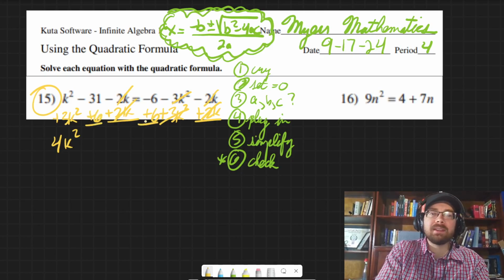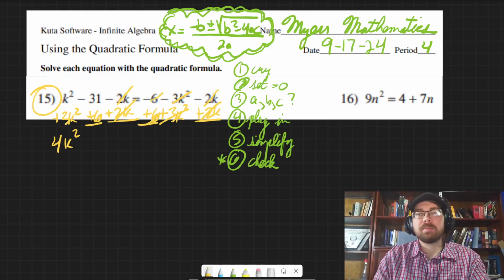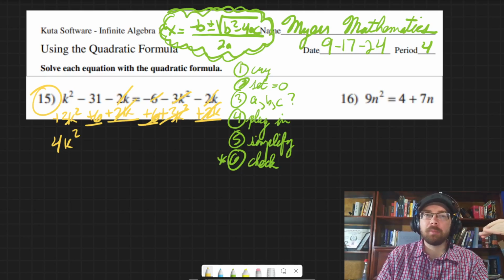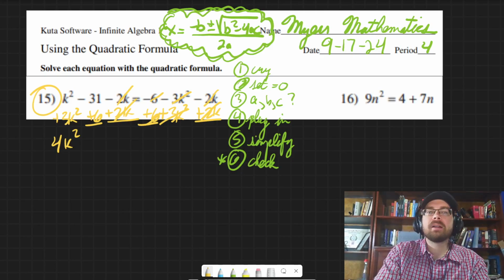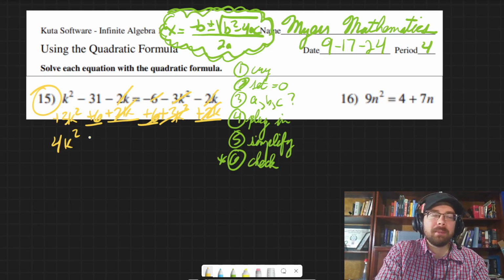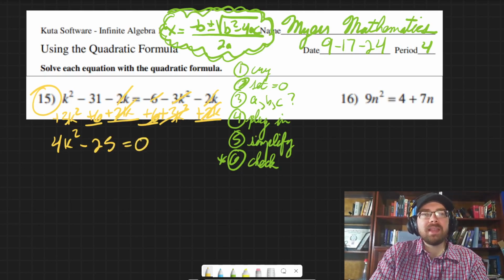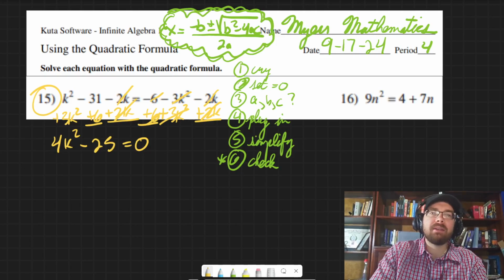If this looks like a lot going on here, you can always break this up and do it one at a time. I'm kind of doing 3 steps at once. They're all spaced out. But if that's a little too busy or intimidating, you can always break it up a little bit for yourself. But this is going to be minus 25 equal to 0. And that's a little weird because we don't really have a k. The k canceled.